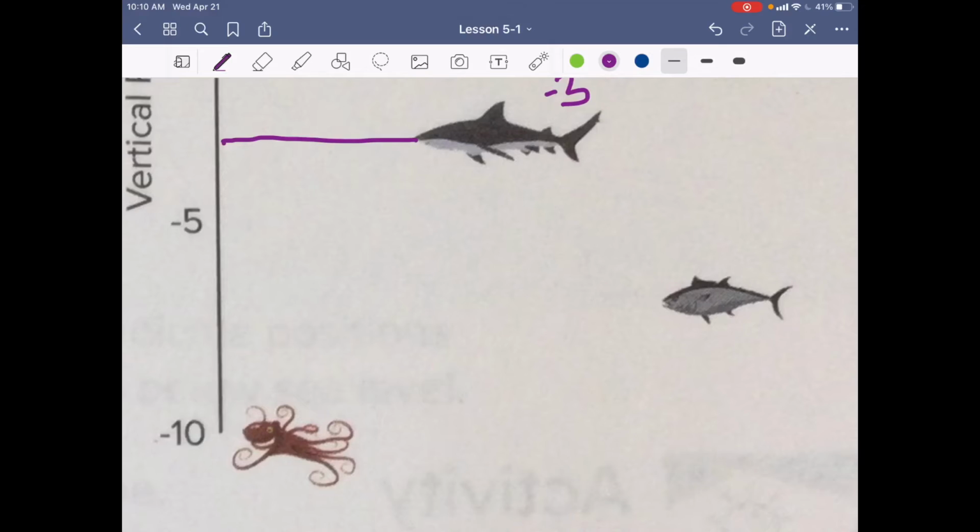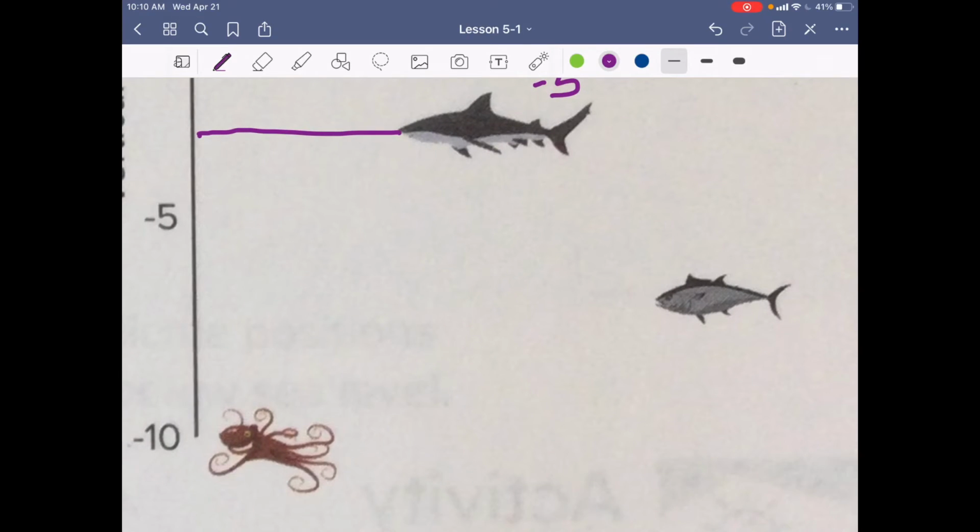And we have our fish over here. Looking at his eye level, about halfway between -5 and -10. So what's halfway between -5 and -10? If we go -6, -7, that's 2, -8, -9, 4, and -10. So halfway in between there, I would say, is about -7. And our little octopus friend is sitting right here at eye level with -10.